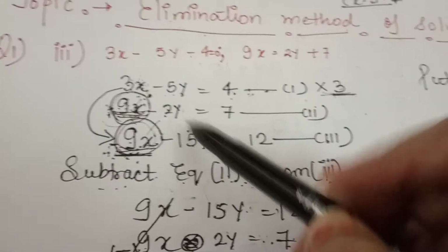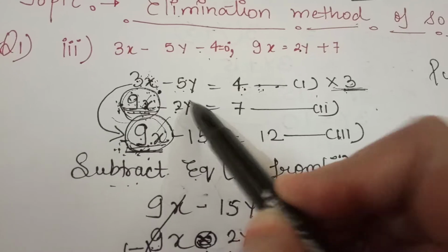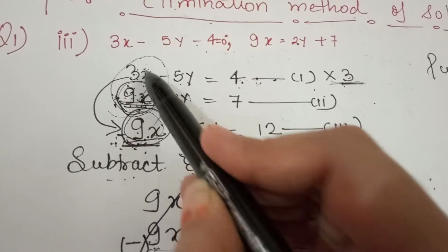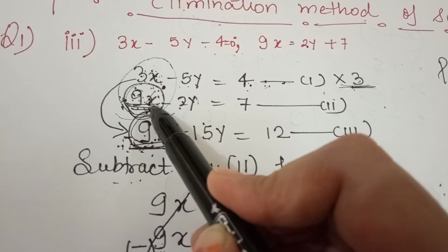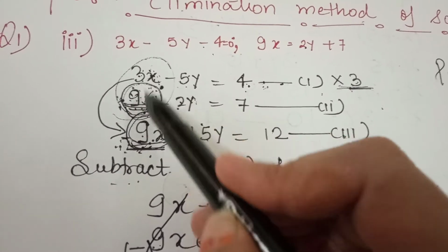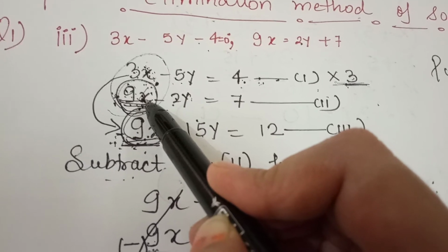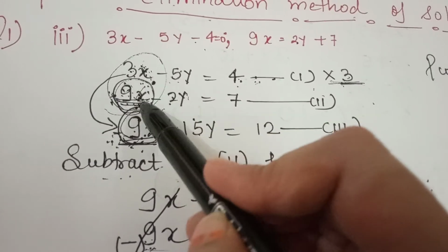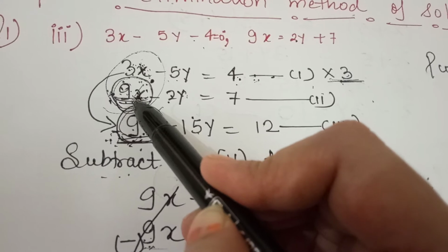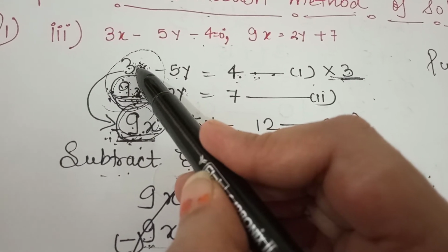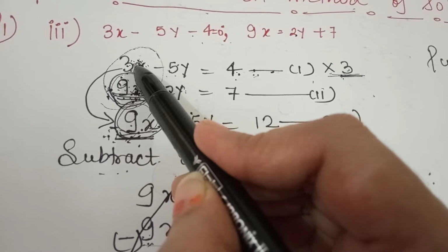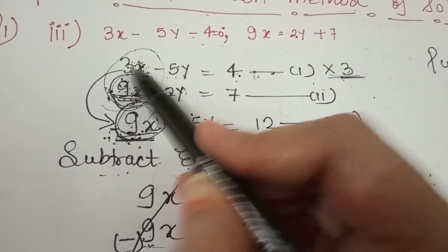Then next, choose any one variable. I have chosen x in this, and make the coefficient of x in both terms the same, meaning convert these both terms into like terms. Like terms means the coefficient of x should be same. So how to convert? We can multiply 3 here by 3 here, then it will be equal to 9.